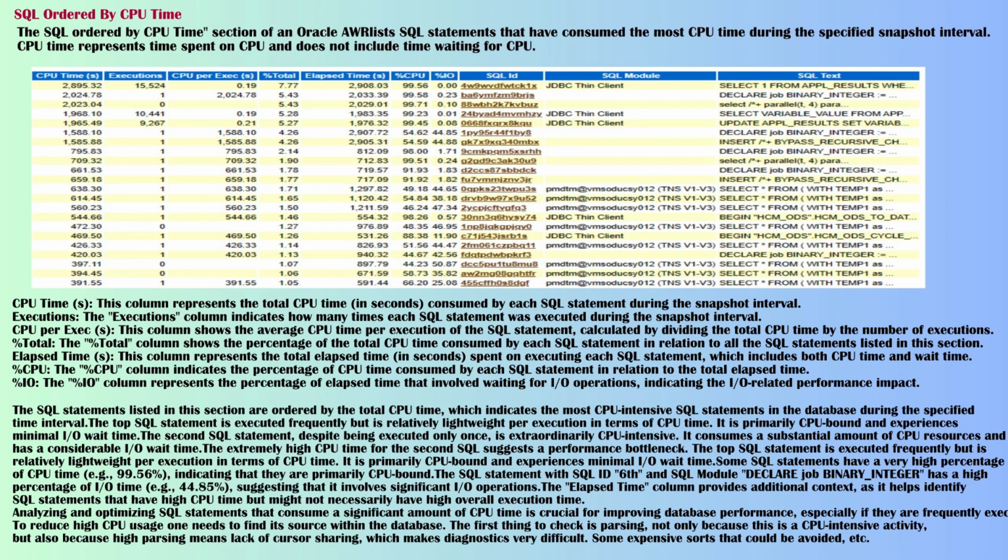Analyzing and optimizing SQL statements that consume a significant amount of CPU time is crucial for improving database performance, especially if they are frequently executed. To reduce high CPU usage, one needs to find its source within the database.